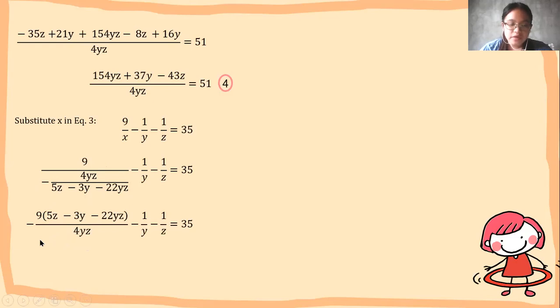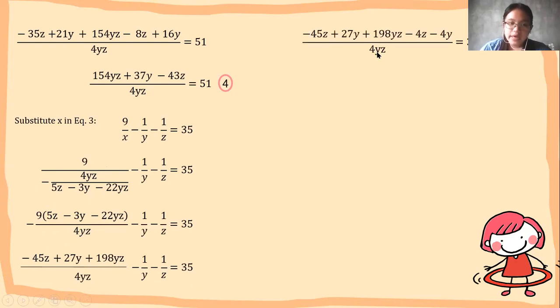So we have negative 9 times 5, we have negative 45z. Negative 9 times negative 3, we have positive 27y. Then negative 9 times negative 22, we have positive 198yz over 4yz. Then copy the remaining terms. Then again, let's find the LCD, which is 4yz. Since they have the same denominator, let's just copy the numerator. So here it is. We have negative 45z plus 27y plus 198yz.